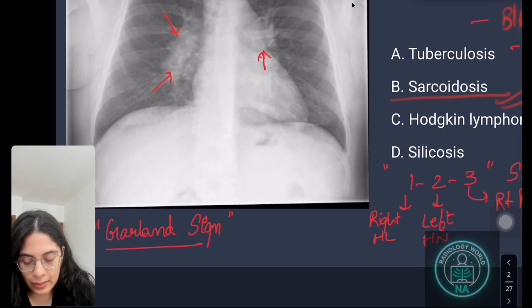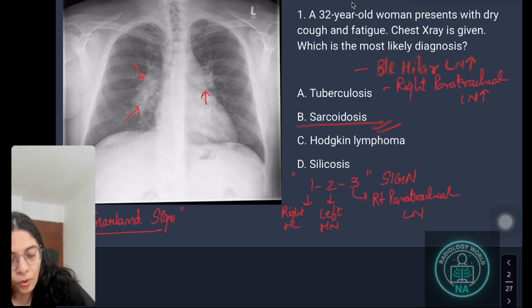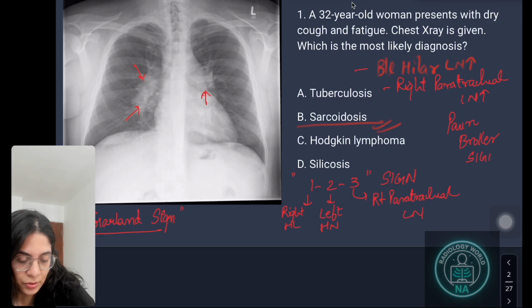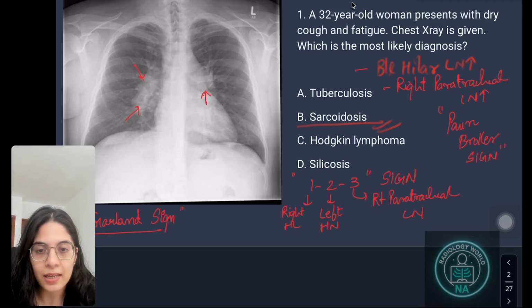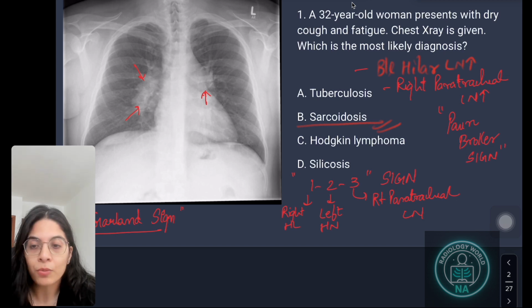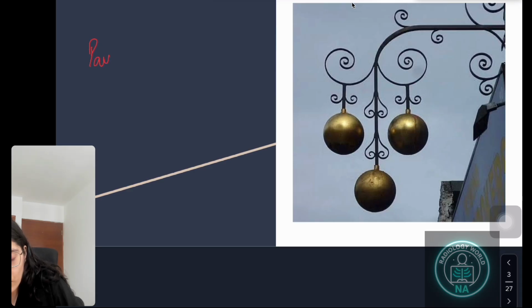Okay, another important thing is that this is also called your pawnbroker sign. Pawnbroker sign. Okay, so you can see that in this one MCQ I have covered so many signs: Garland sign, the 1, 2, 3 sign, the pawnbroker sign. So what is this pawnbroker sign? I am going to show you an image. This is your pawnbroker sign.